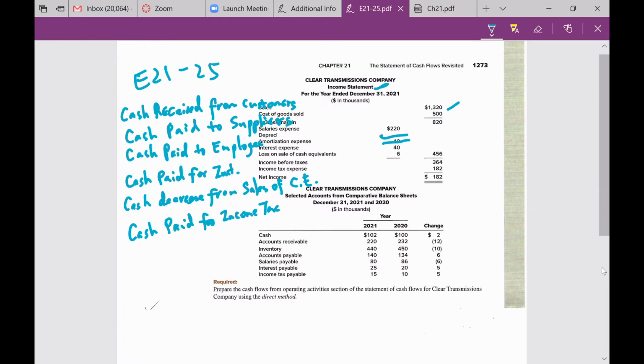Are you guys done with those? I have a question. Yes, go ahead. Is loss on sale of cash equivalent related to operating activity? Yes, because the loss here is an expense, right? That's the revenue, expenses, activities.